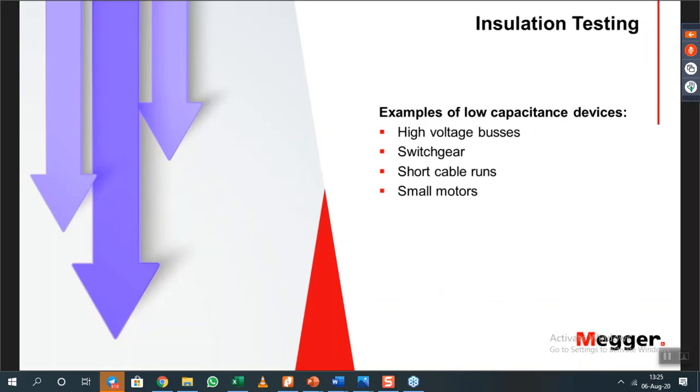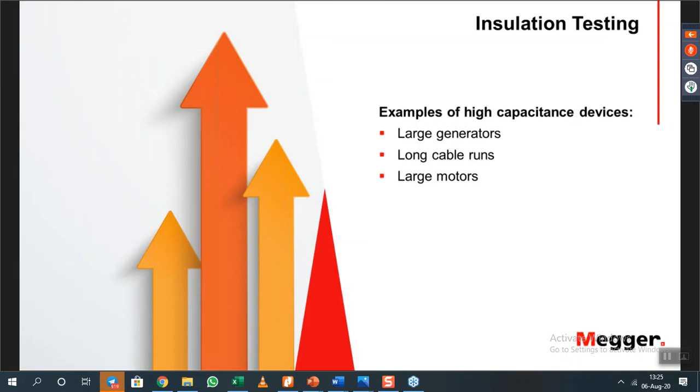These are the selected test apparatus, for example. Examples of low capacitance devices are the high voltage buses, switchgears, short cable runs, and small motors. Examples of high capacitance devices are the large generators, long cable runs, and large motors.